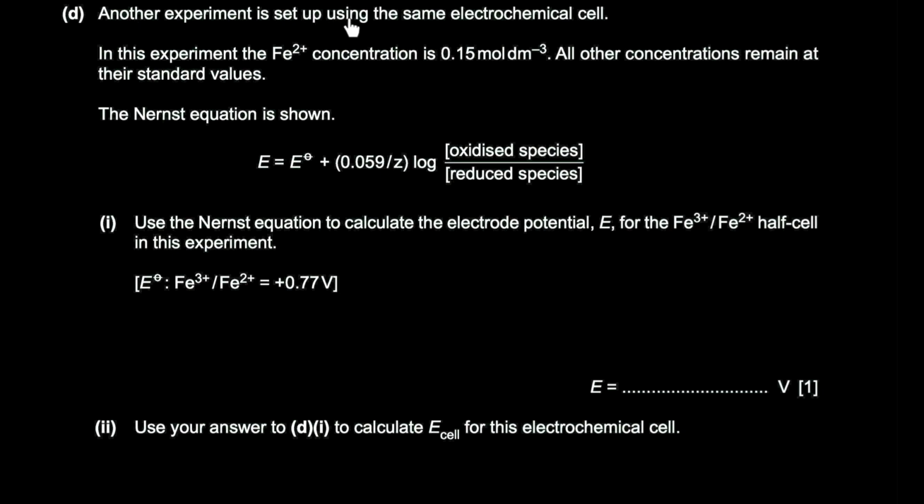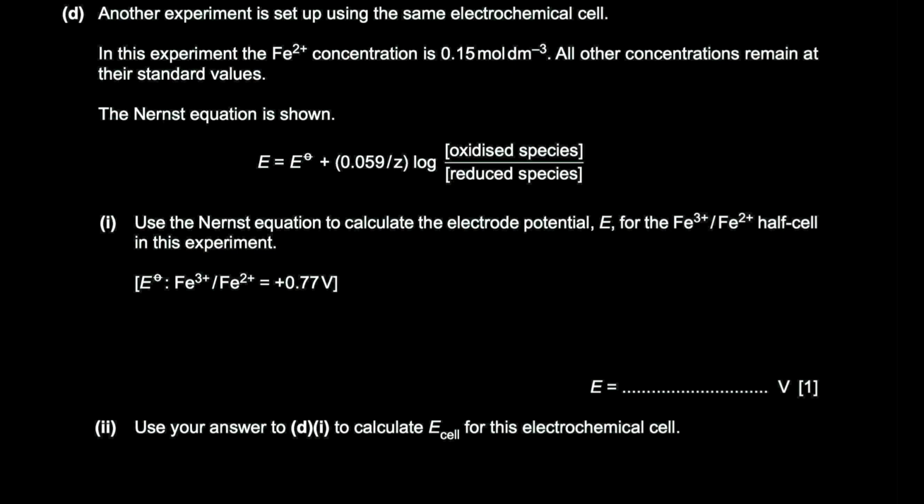Another experiment is set up using the same electrochemical cell. In this experiment, the Fe2+ concentration is 0.15 mole per dm3. All other concentrations remain at their standard values. The Nernst equation is shown. Use the Nernst equation to calculate the electrode potential for the Fe3+/Fe2+ half cell in this experiment.